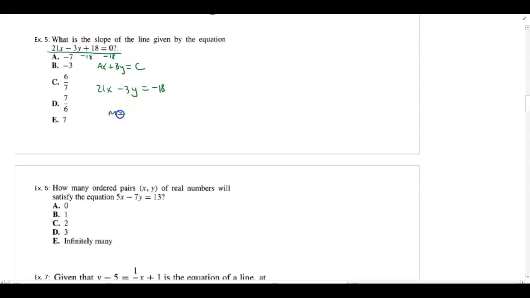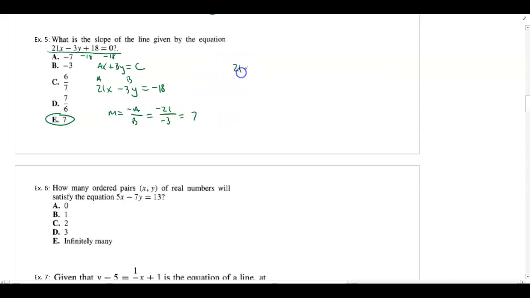Now, this is in standard form, so we said you can do a shortcut to find the slope. If this is A and this is B, we can do the opposite of A over B, which would give me -21 over -3, and that would be 7, which is letter E.